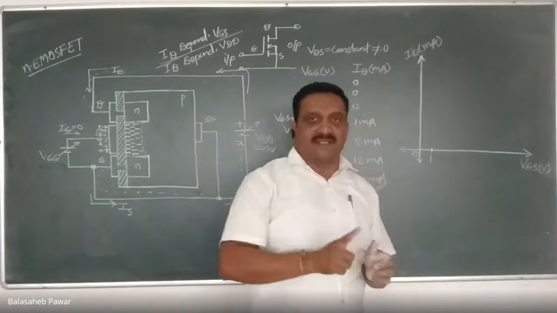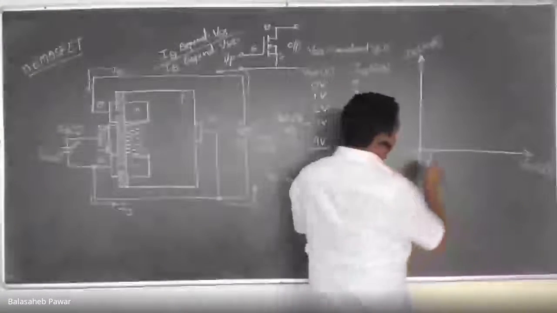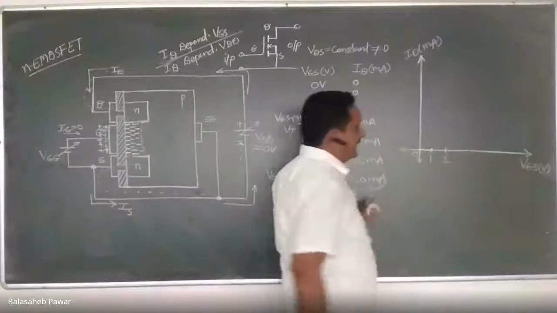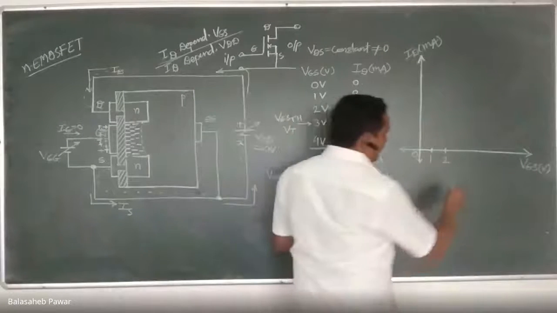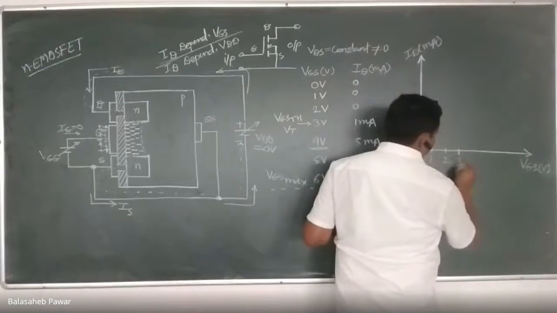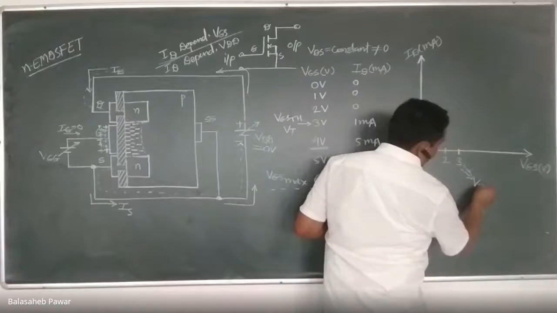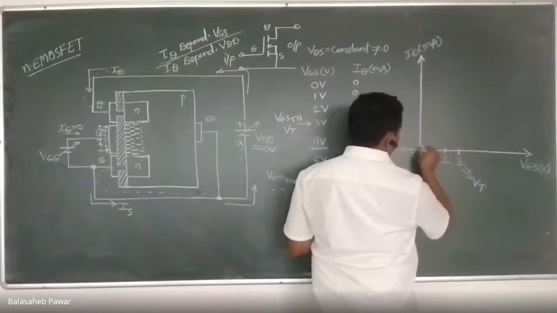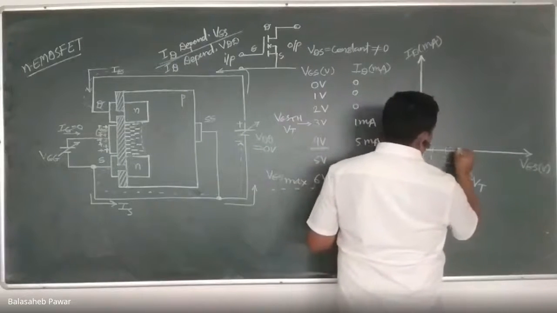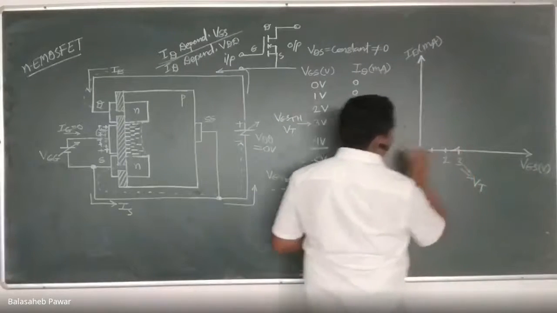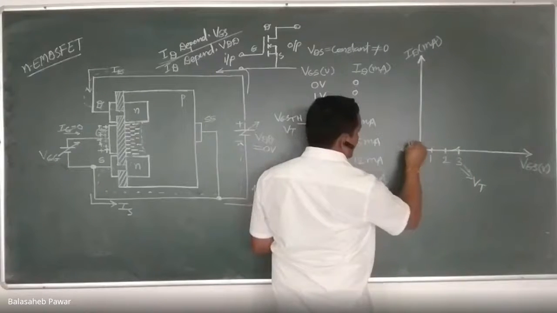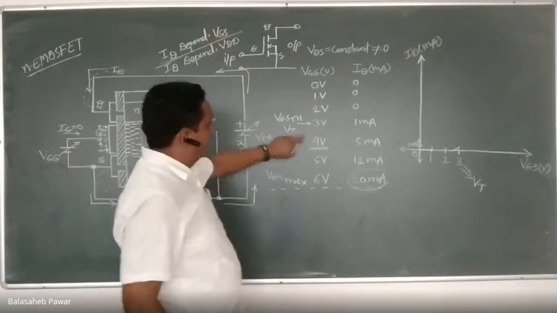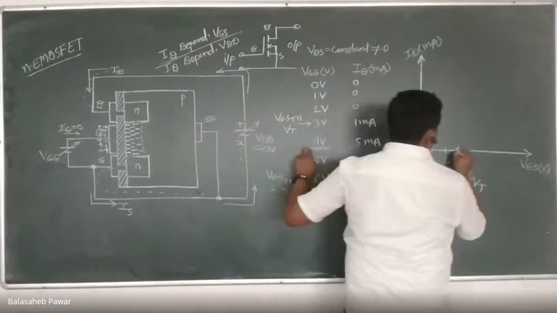So when it is 1, still that ID will go on to remain as 0. When it is equals to 2, again it will remain as 0. And when it will be equals to 3 volts, that is nothing but VT, threshold voltage, there will be a non-zero but very small amount of current. So you will observe when VGS equals to VT, ID will increase from 0 to 1 milli. Do you agree with this? And later on, when it is equals to 4, that ID becomes 5 milli.